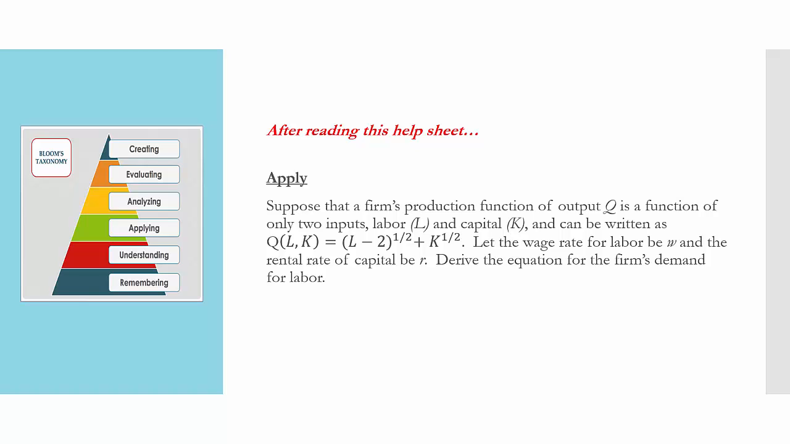Let's work this practice problem. Suppose that a firm's production function is represented by the equation you see here. Our task is to derive the equation for the firm's labor demand function. The first step we need to take is to derive the MRTS. Remember that the MRTS is a ratio of marginal products, which in this case gives us the following equation.